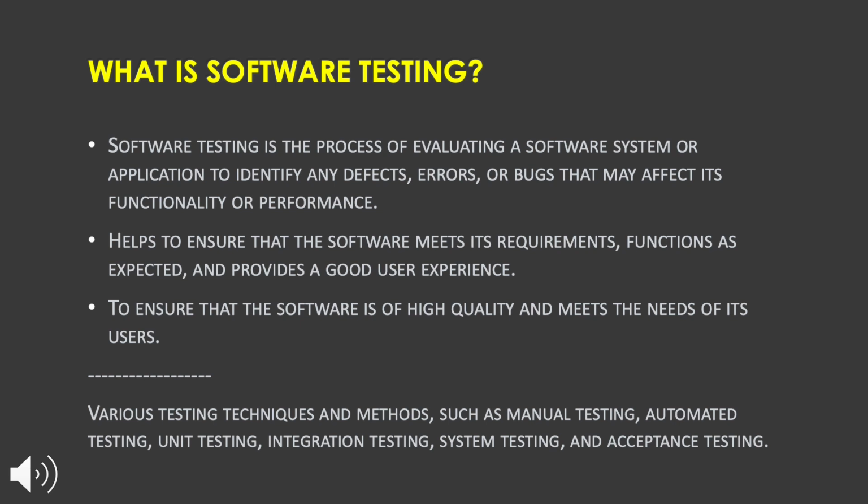Software testing involves various techniques and methods, such as manual testing, automated testing, unit testing, integration testing, system testing, and acceptance testing. Testing can be conducted at various stages of the software development process, including during development, before release, and after deployment. The primary goal of software testing is to ensure that the software is of high quality and meets the needs of its users.